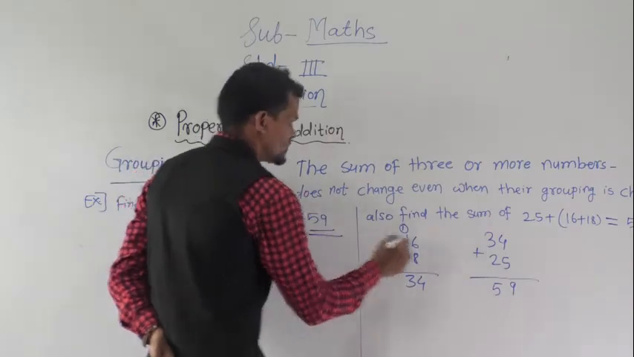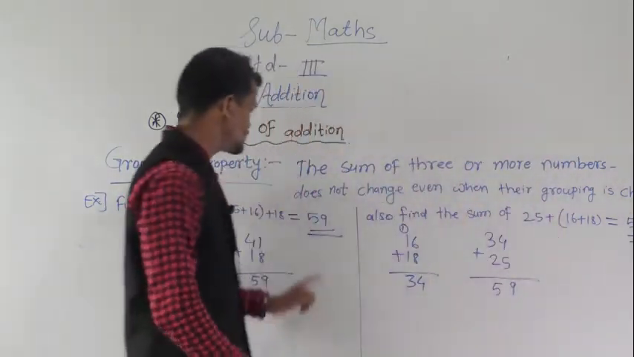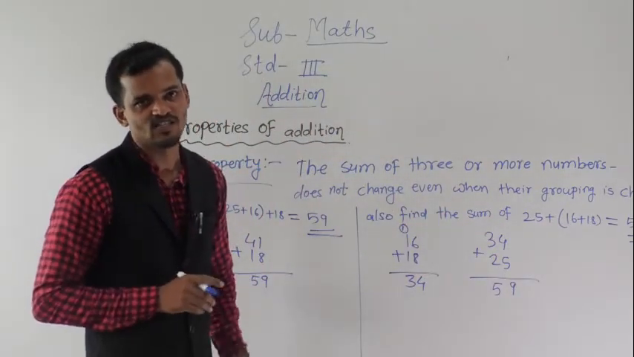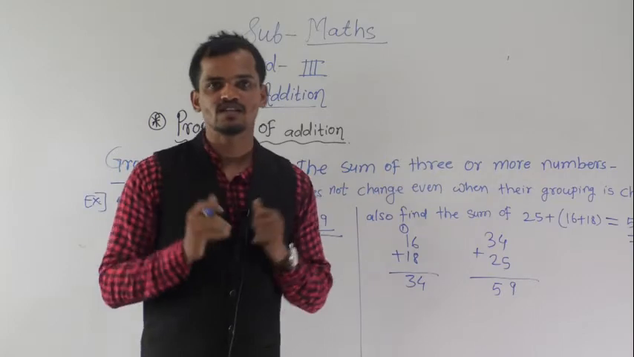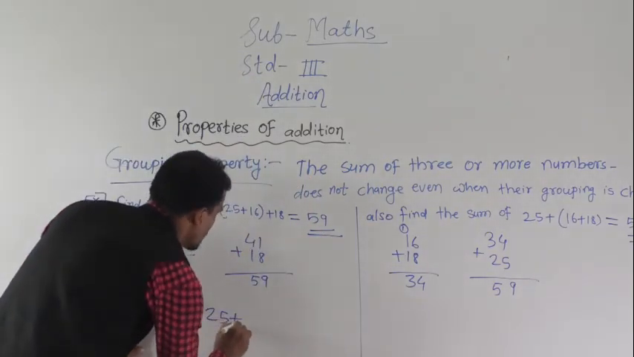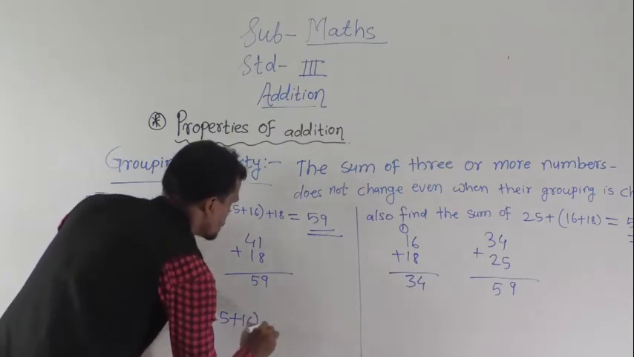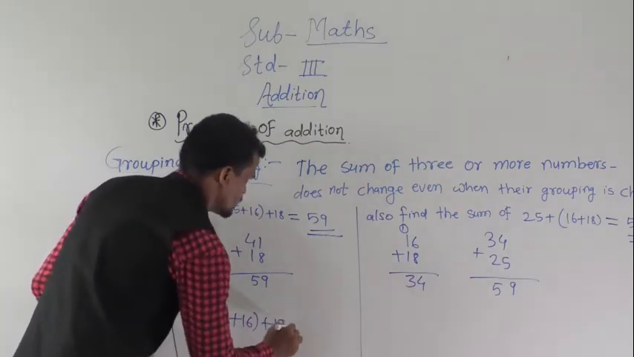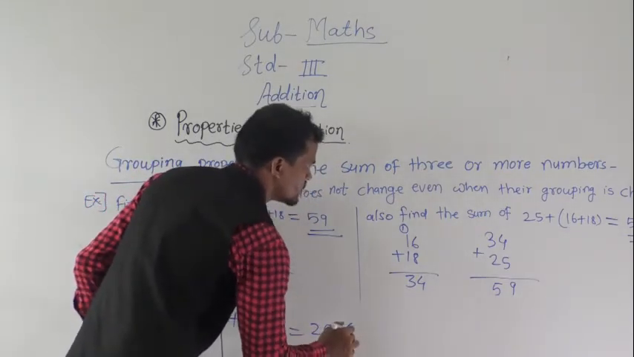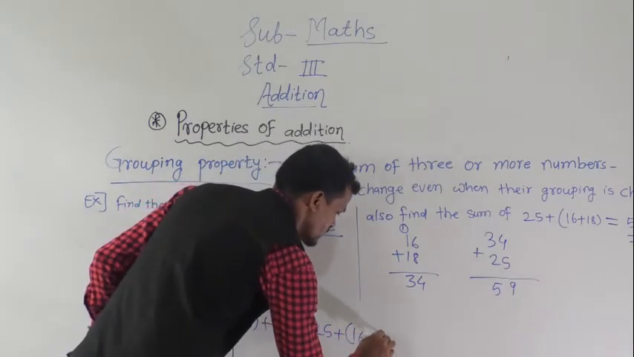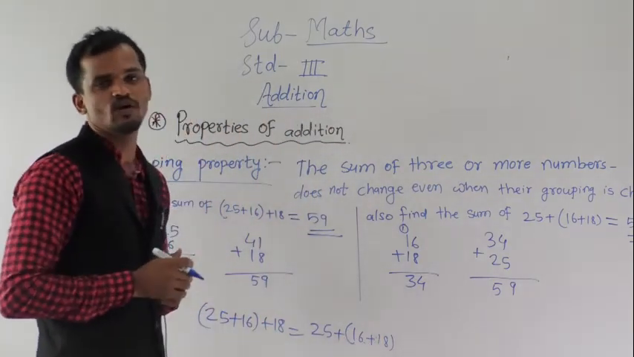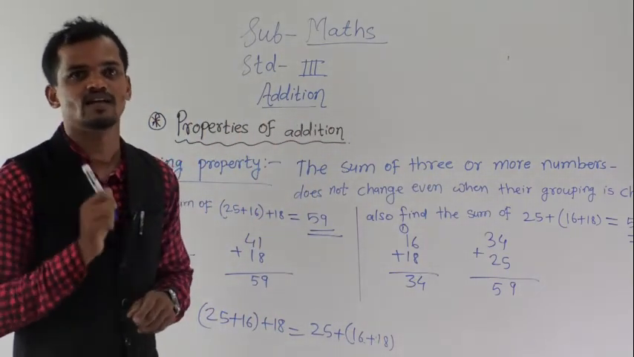Which means if we change the grouping of the numbers, the result does not change. So what is the conclusion? 25 plus 16 plus 18 is equal to 25 plus, in brackets, 16 plus 18. So this is the conclusion: if we change the grouping of the numbers, the result does not change.